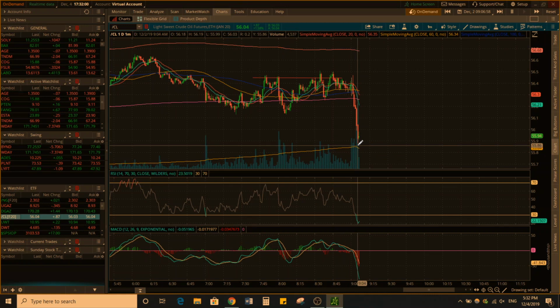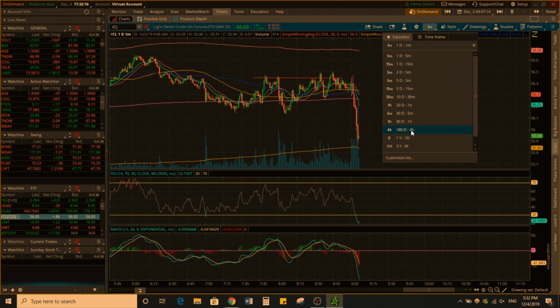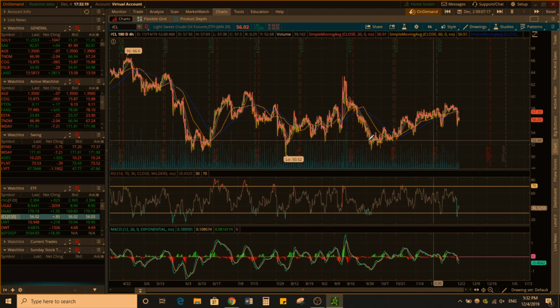CL, it doesn't look too bad right now. No, just kidding. Sorry, but if I were to average up on this, well, the trend line looks like it's kind of heading down. Let me look at the 4-hour chart.